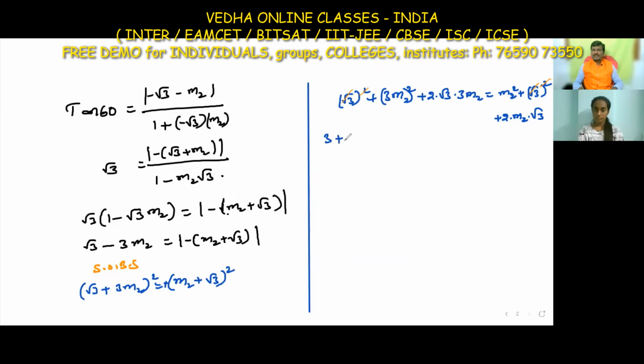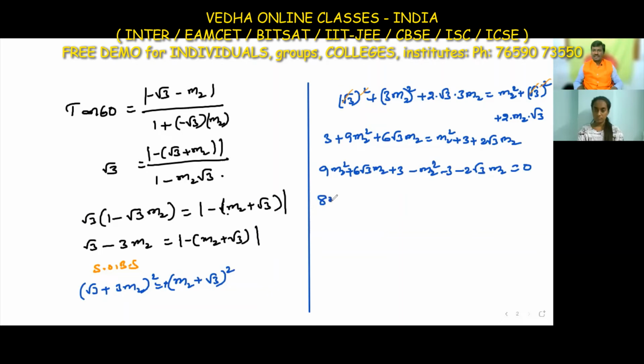Now 3 as it is, and (3m2) whole square is 9 m2 square, minus 2 into 3 is 6 root 3 m2, equals m2 square plus 3 plus 2 root 3 m2. Sending all terms to one side, we get 9 m2 square minus 6 root 3 m2 plus 3, minus m2 square minus 3 minus 2 root 3 m2 equals 0. Simplifying: 9 m2 square minus m2 square is 8 m2 square; minus 6 root 3 m2 minus 2 root 3 m2 is minus 8 root 3 m2; and 3 minus 3 is 0.